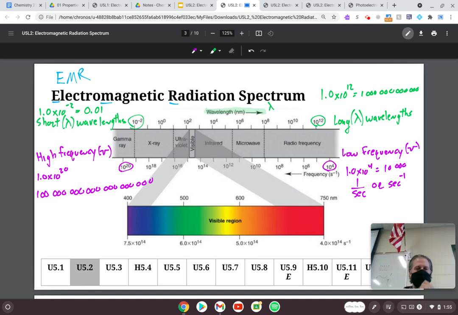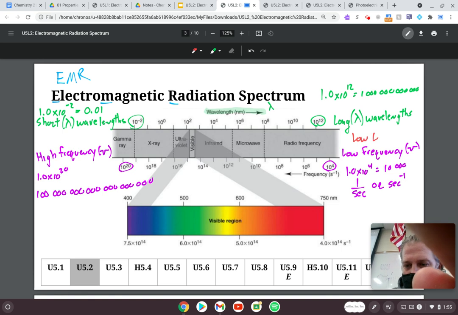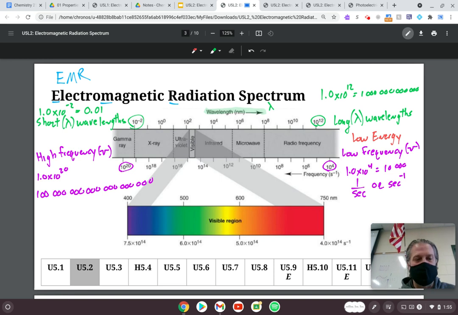Now, how this correlates to energy is that the side of the diagram that has long wavelengths and low frequency has low energy. And the side of the diagram that has short wavelengths and high frequency has high energy.